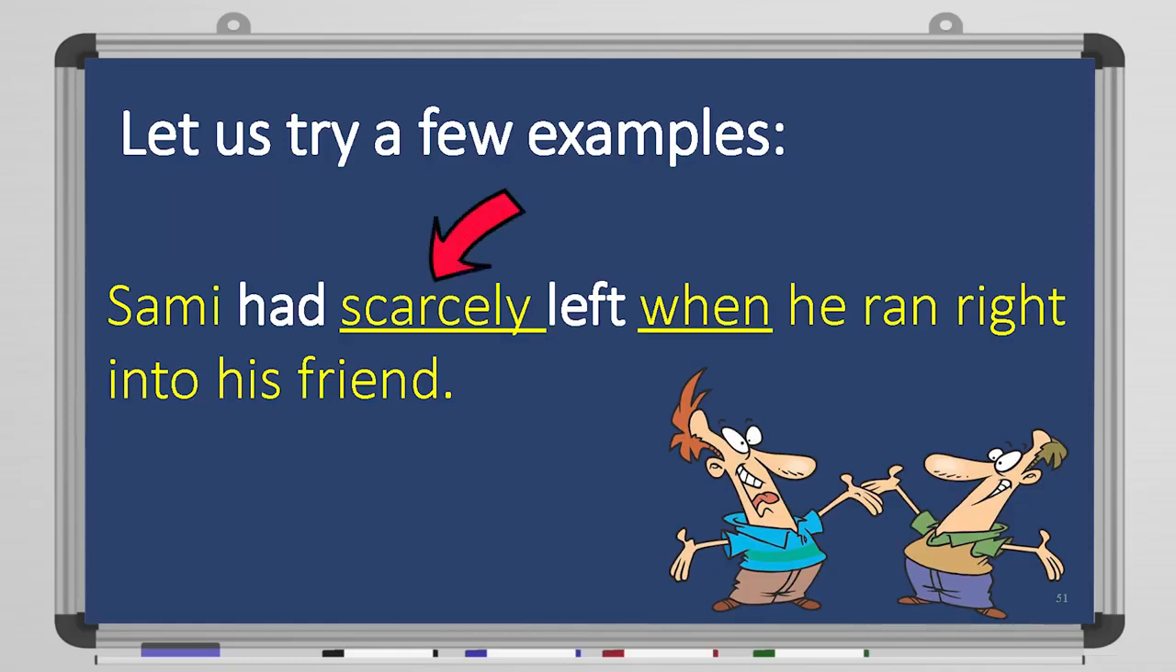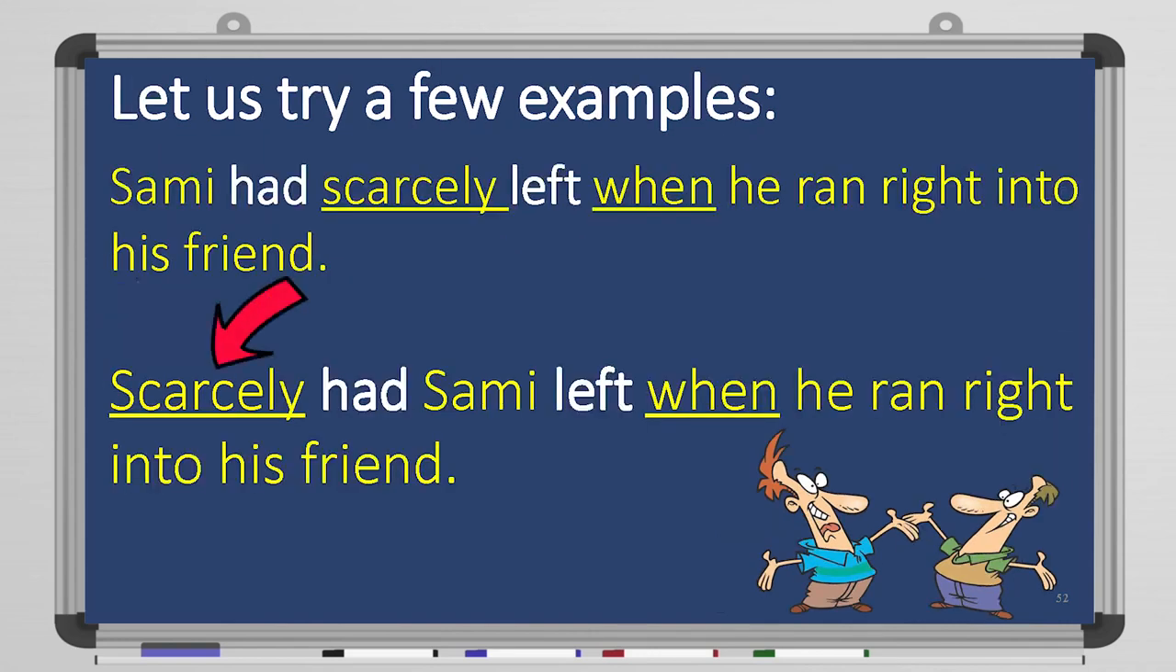And here, scarcely is our adverb, so we're going to start with it. Scarcely had Sami left when he ran into his friend. Very simple, just follow the equation, and remember, if there is no auxiliary verb, simply add one using do, did, or does. Now, we have more examples for you. What I suggest is that you read each example with me and then pause the video, try to answer it, and then check your answers with me.